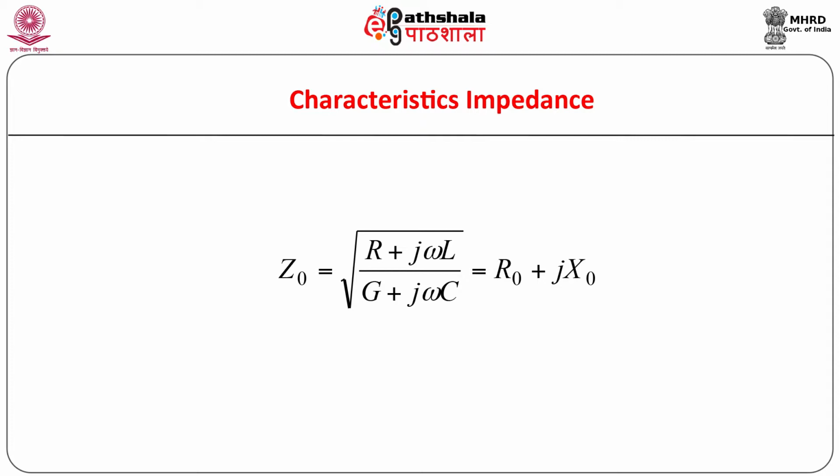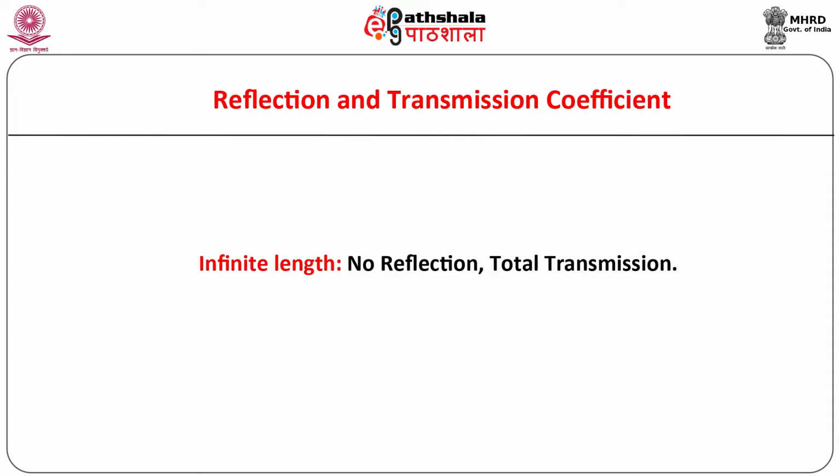Transmission line is characterized by its impedance known as characteristic impedance, generally denoted by Z0, which depends upon the frequency of the signal and the distributed parameters R, L, C and G, which represent the resistance, inductance, capacitance and conductance per unit length of the transmission line. We can derive the expression for Z0 in terms of R, G, L, C and omega, which is as shown.